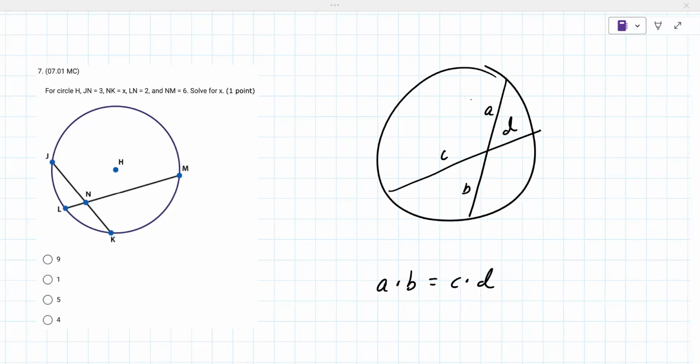Should be a pretty simple equation. How are you doing on this one? I got 4 for X. Okay. If that's true, here's my check. JN is 3, that's 4, LN is 2, and that's 6. Is 3 times 4 equal to 2 times 6? Yes, it is. So it does work.